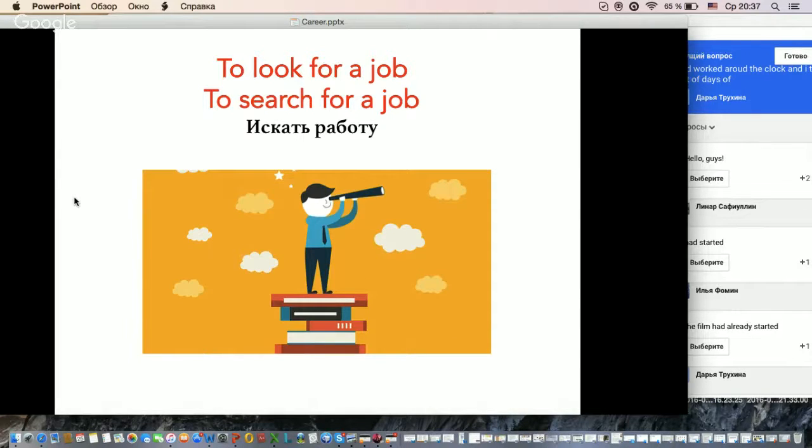Search for, да. И именно от слова search у нас образовалось слово research, то есть какое-то изыскание, поиск чего-то, научный, как правило. You can also say to look for information or to search for information, то есть искать какую-то информацию. So if you are busy with writing your course paper, let's say, then definitely you are looking for some information or you are searching for some information.